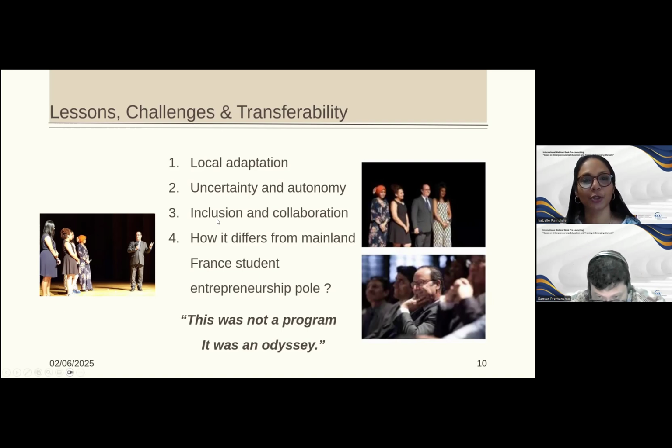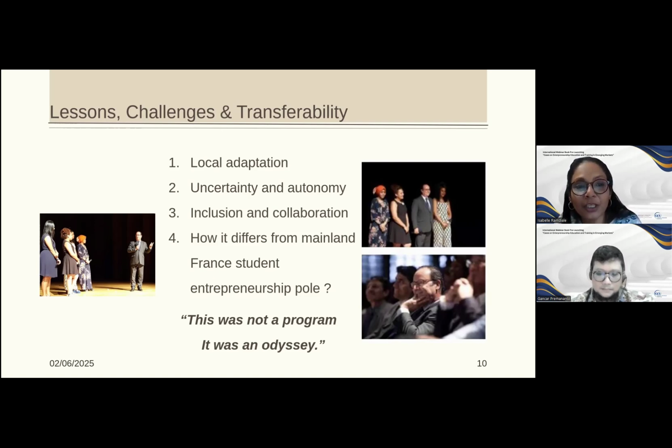What made the Student Entrepreneurship Pole of Réunion Island distinctive from its mainland counterparts was its adaptation of a diploma to the specific socio-economic and geographical context of the island, ensuring that students' professional projects were rooted in local realities. In summary, the initiative demonstrated that entrepreneurship integration can be a powerful tool for tackling dropout and youth unemployment, especially when developed with flexibility, collaboration, and responsiveness.